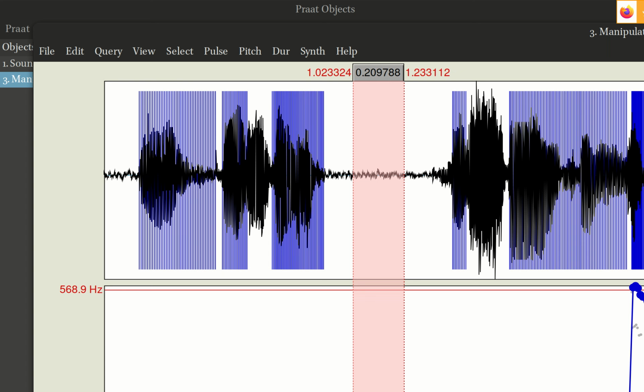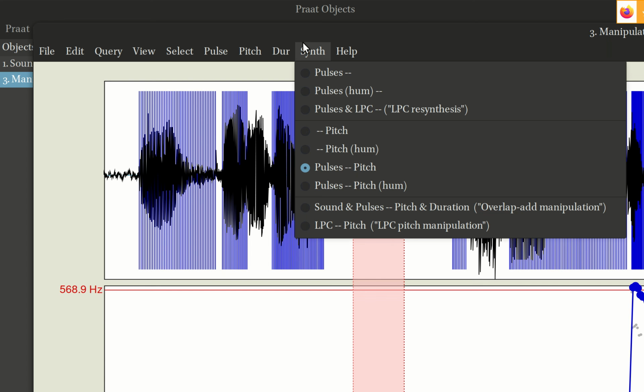Well, you press rhythm. Yeah. So that's why it's pulses and pitch. So rhythm is in pulses and pitch is the pitch.